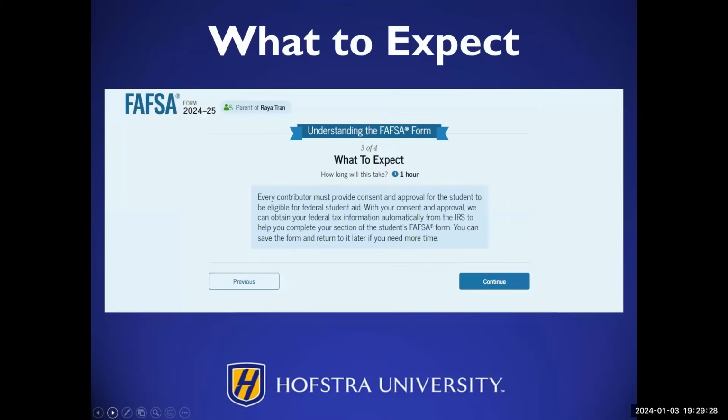So as we mentioned, every contributor would need to provide consent and approval for the student to be eligible for federal student aid. With your consent and approval, we can obtain your federal tax information automatically from the IRS to help you complete your section of the FAFSA form. You can save the form and return to it if you need more time later. So it's not a one step where you have to complete it all in one shot. You can actually come back to it.